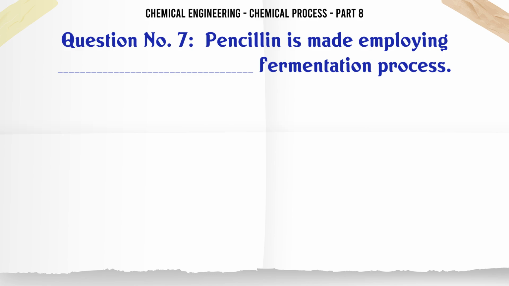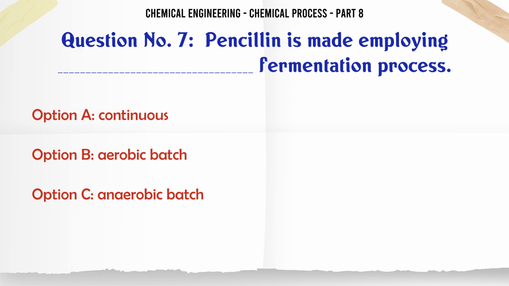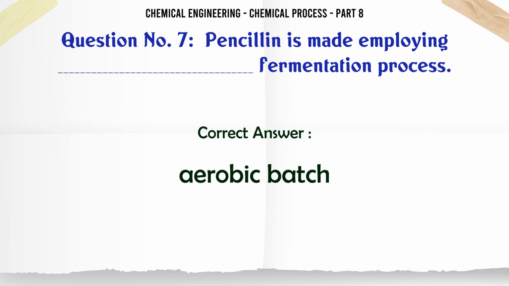Penicillin is made employing fermentation process A. continuous, B. aerobic batch, C. anaerobic batch, D. none of these. The correct answer is aerobic batch.